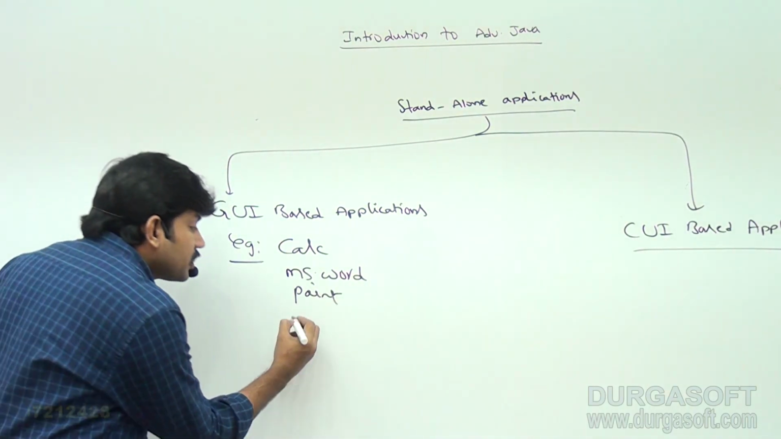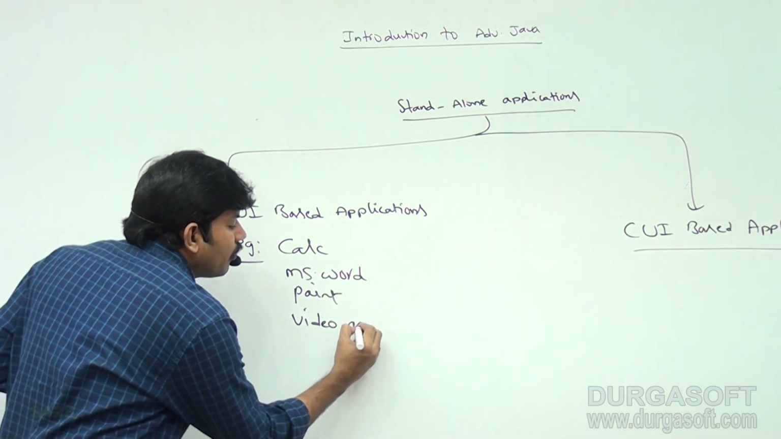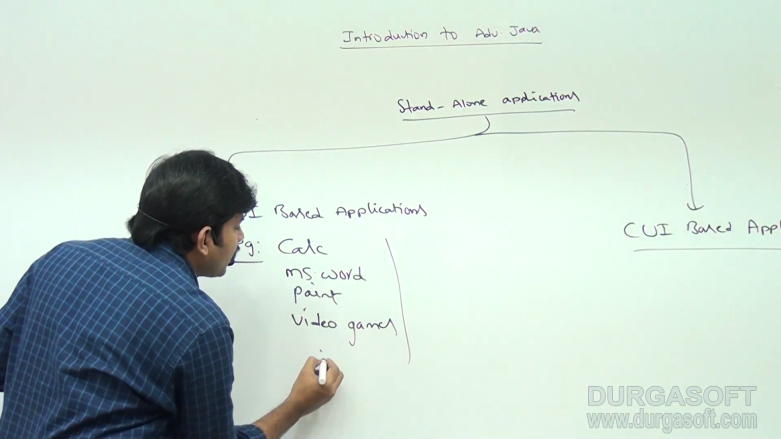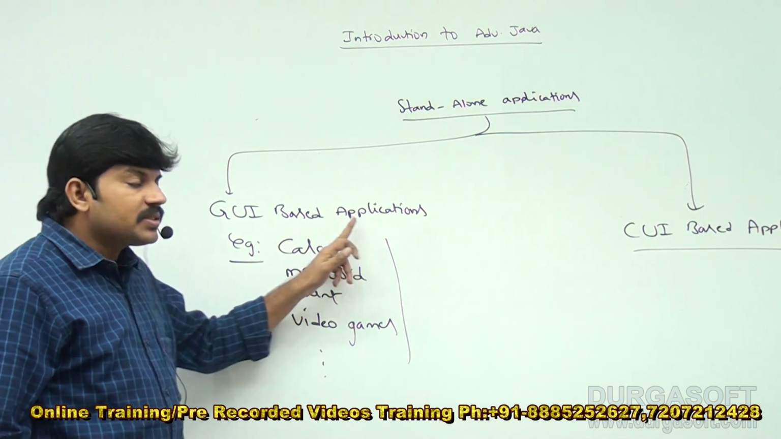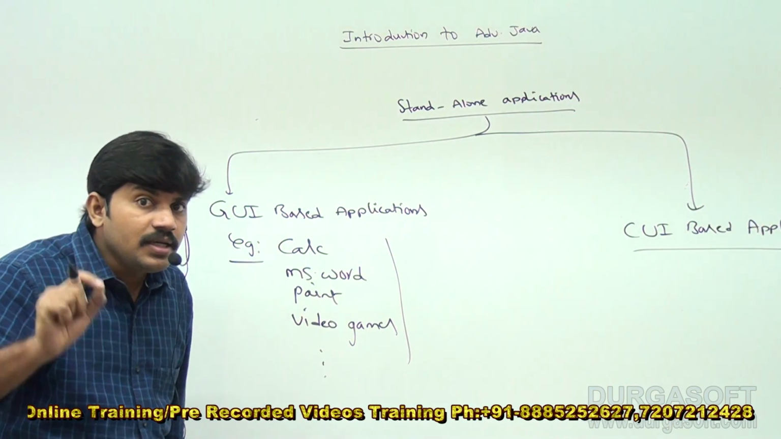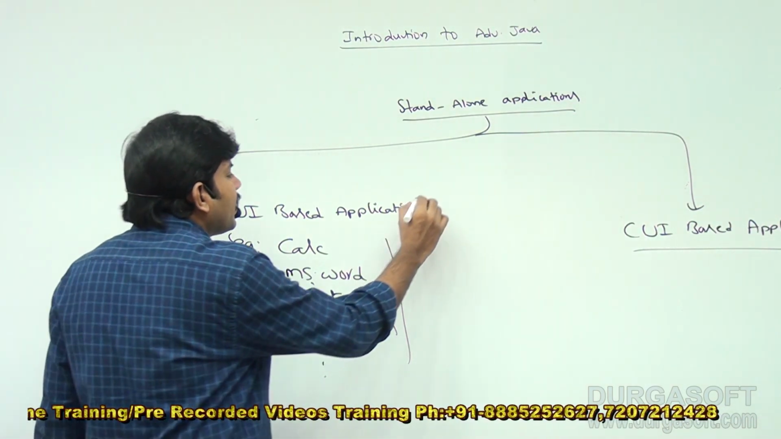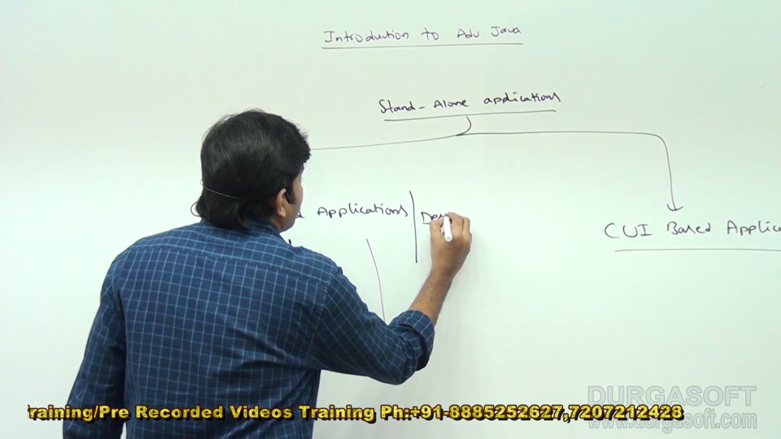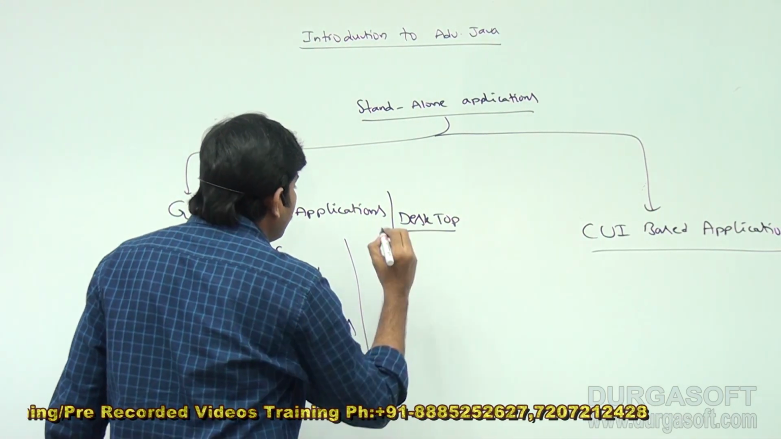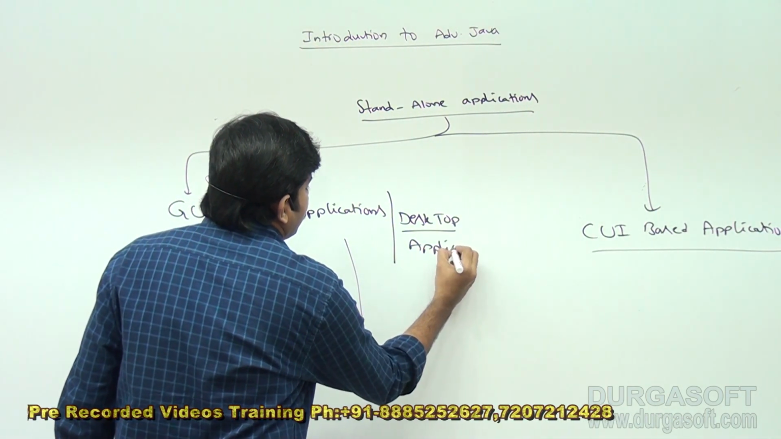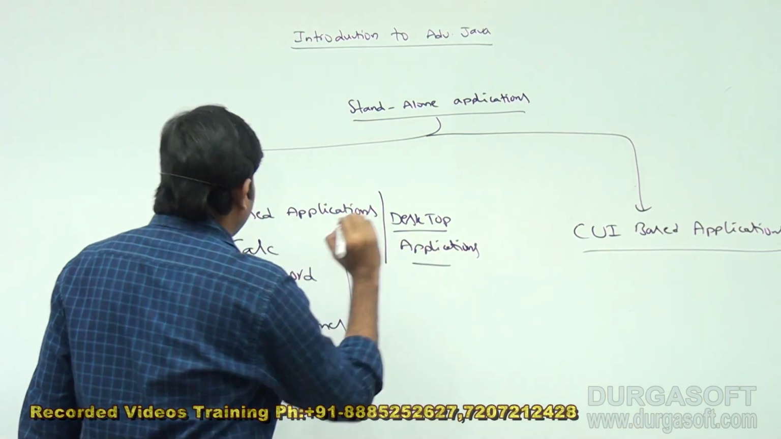Next, video games. These kinds of things are by default considered GUI based applications, right? And these applications are also known as desktop applications. Are you getting that? What is this one? Desktop applications. Okay, clear for you people, right?